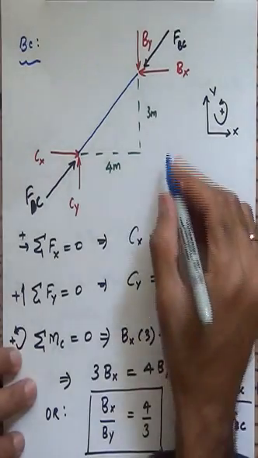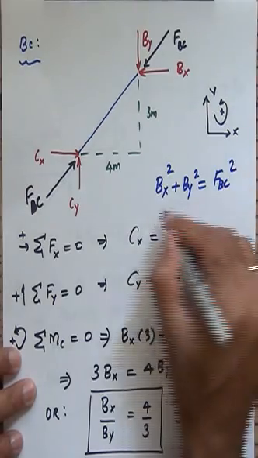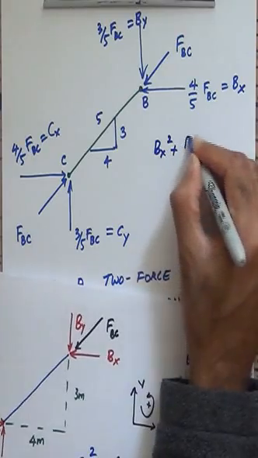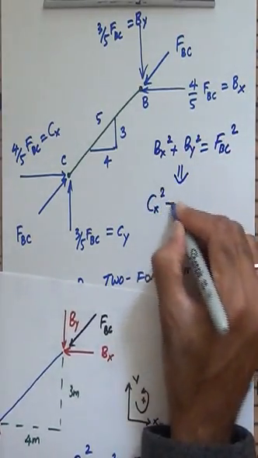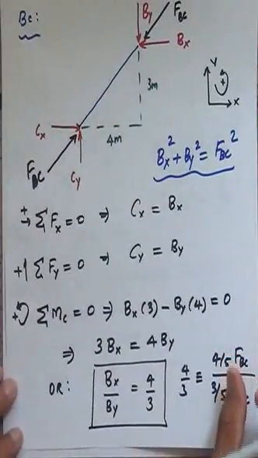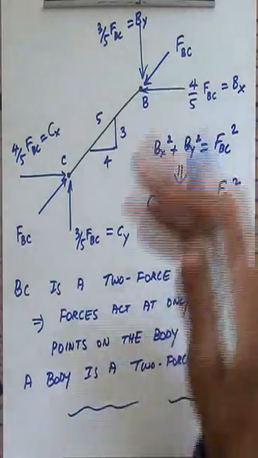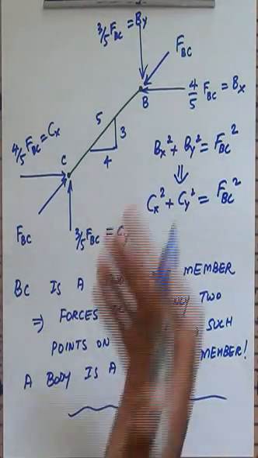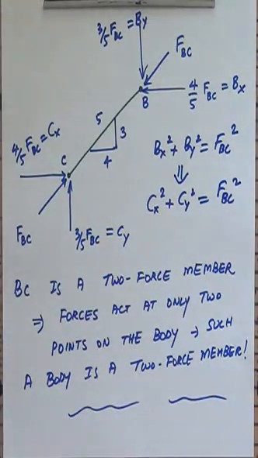And you can see that BX square plus BY square is actually FBC square, and this is something we can write down here as well. BX square plus BY square is FBC square, which implies that CX square plus CY square is also FBC square. And so once I have these forces as FBC, I can basically say that okay, I don't need to draw the forces BX and BY at all. I can just draw only the forces FBC. And you see that since I have identified this as a 2-force member, the basic idea is that there are forces acting at only 2 points on this particular body.